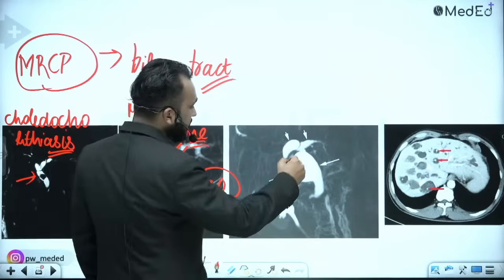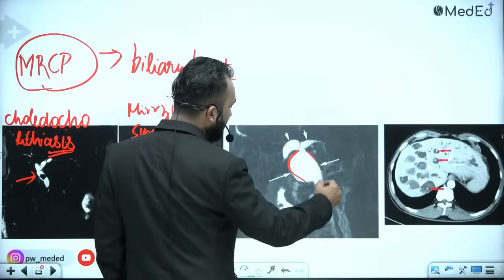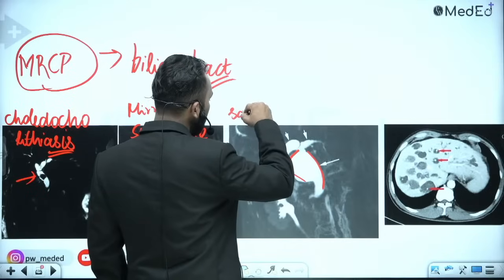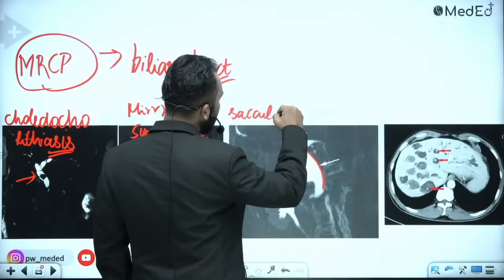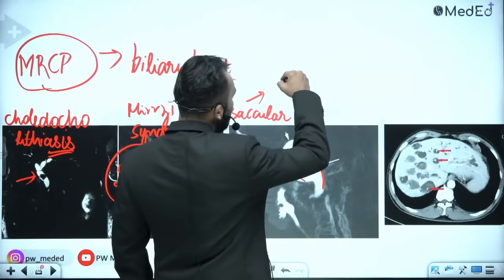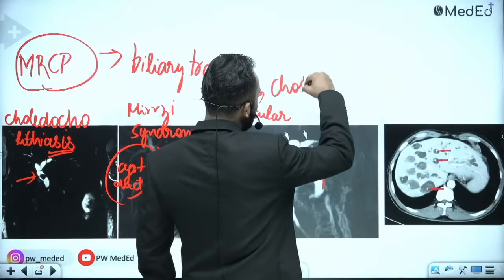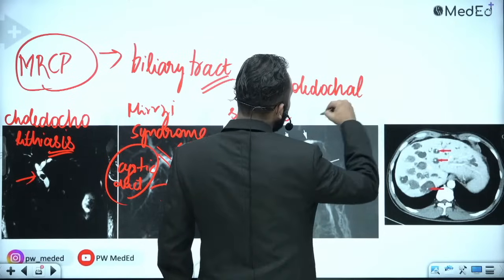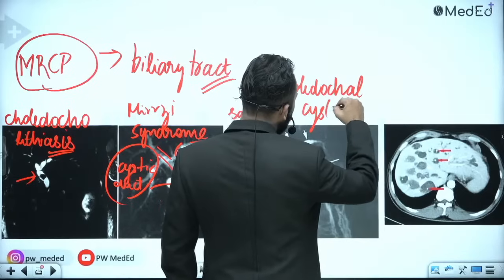And in the third image, we can see that there is saccular dilatation of the common bile duct, and this saccular dilatation of the common bile duct can be diagnosed as a case of choledochal cyst. So for choledochal cyst, we use Todani classification.